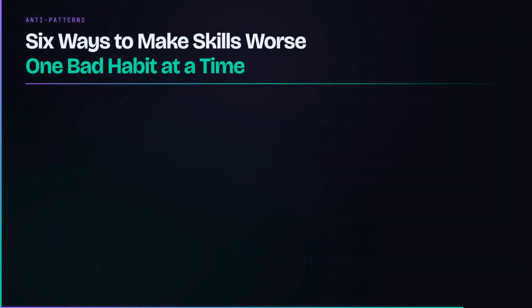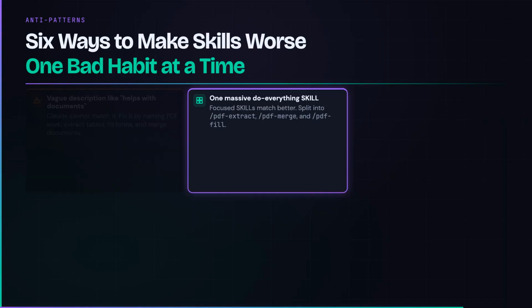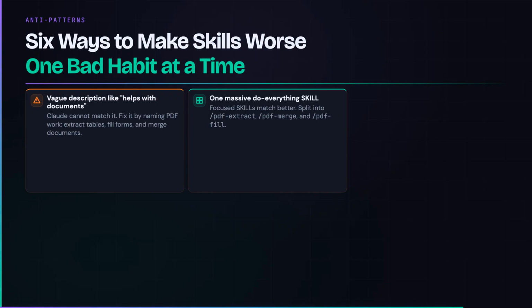Now let's hit the traps. This section matters because reusable workflows fail quietly when their setup gets blurry, bloated, unsafe, or hard to trigger. Think of the description like a label on a drawer. If it only says helps with documents, nobody knows when to open it. Name the PDF actions instead: extract tables, fill forms, and merge documents. Think of a do-everything skill like one employee with every job title. It matches poorly and becomes hard to trust. Split the work into /pdf-extract, /pdf-merge, and /pdf-fill.